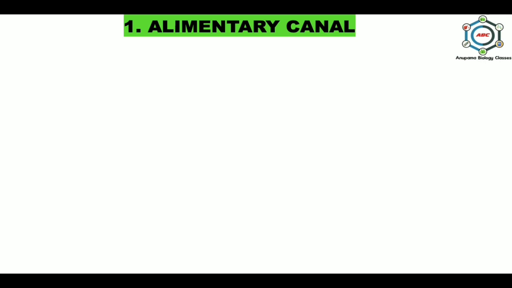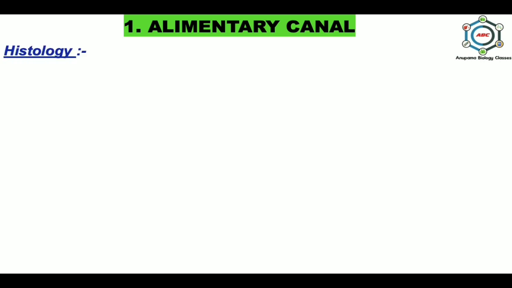Now the first one, that is the alimentary canal. So what is the alimentary canal? Alimentary canal is the major part of the digestive system, a continuous muscular tube that runs through the body, and it is around 8 to 10 meters long. It's open at two ends. First at the anterior end, that is the mouth, and second at the posterior end, that is the anus.